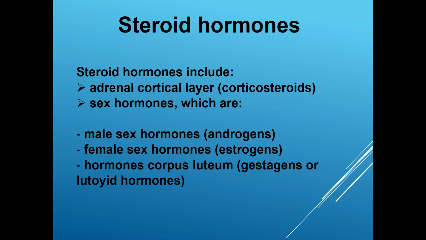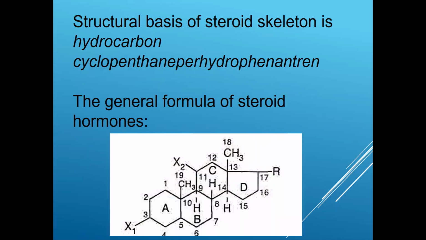Steroid hormones include corticosteroids, sex hormones, male sex hormones, female sex hormones, and corpus luteum hormones. The structural basis of the steroid skeleton is the hydrocarbon cyclopentaneperhydrophenanthrene. You can see the general formula of steroid hormones.